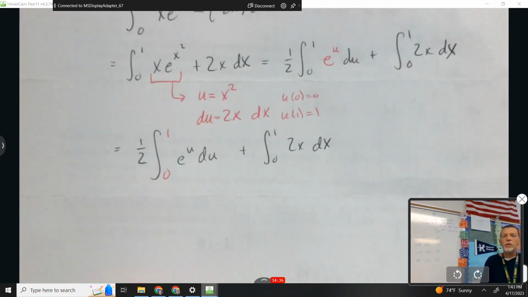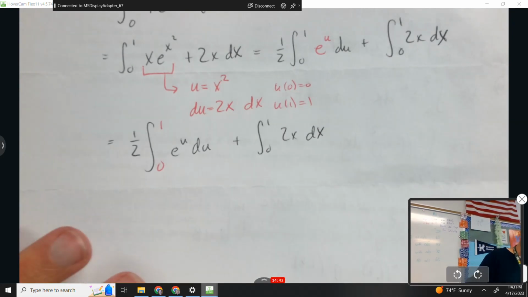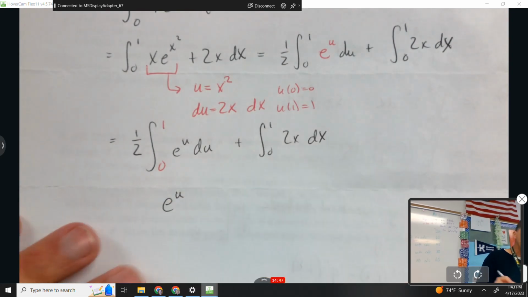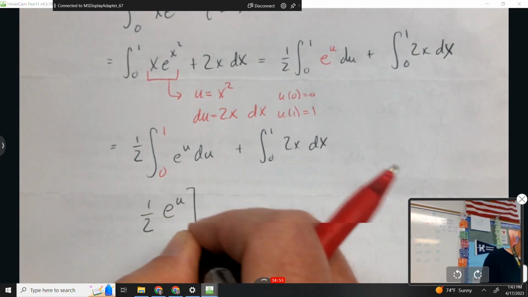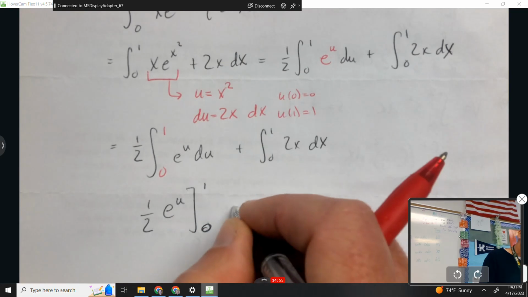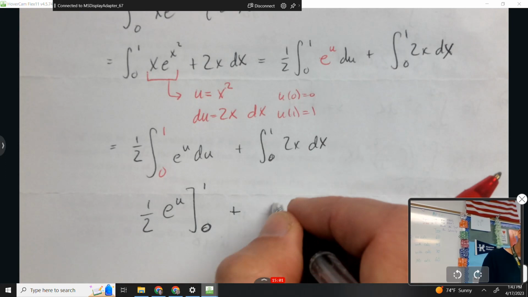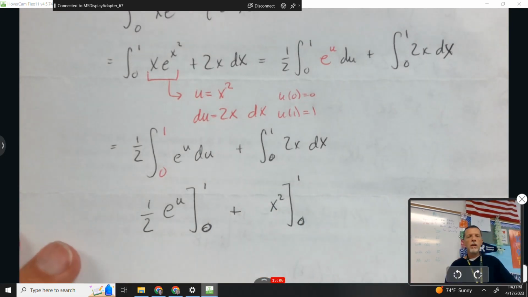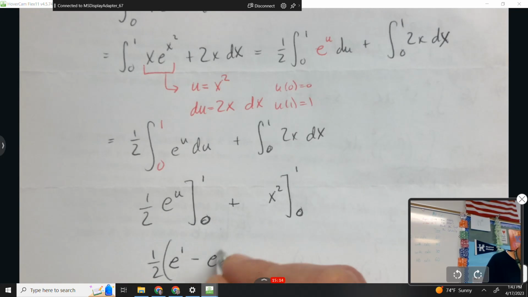I feel like I could be skipping more steps than I am here, but that's okay. All right, the antiderivative of e to the u is e to the u. Nope, just e to the u. From 0 to 1, put the 1/2 out there. Antiderivative of 2x is x squared, from 0 to 1. So 1/2 e to the first minus e to the 0.